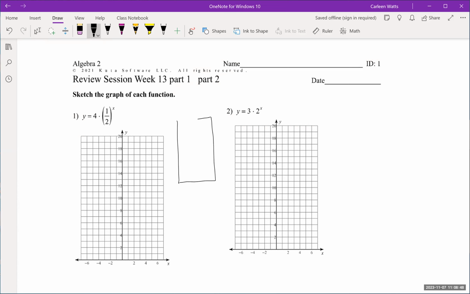Notice when you take your test, you're going to make a table of values for each one.